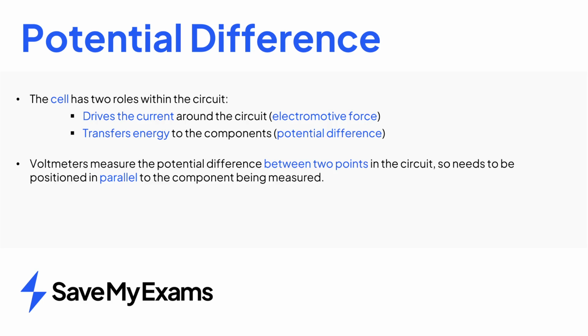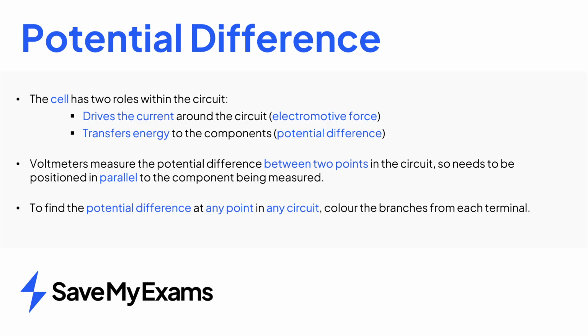Voltmeters measure the potential difference between 2 points in the circuit, and to do this, they have to be connected in parallel. And finally, remember that you can easily find the potential difference at any point within any circuit by coloring the branches from each terminal of the cell, battery, or power source.